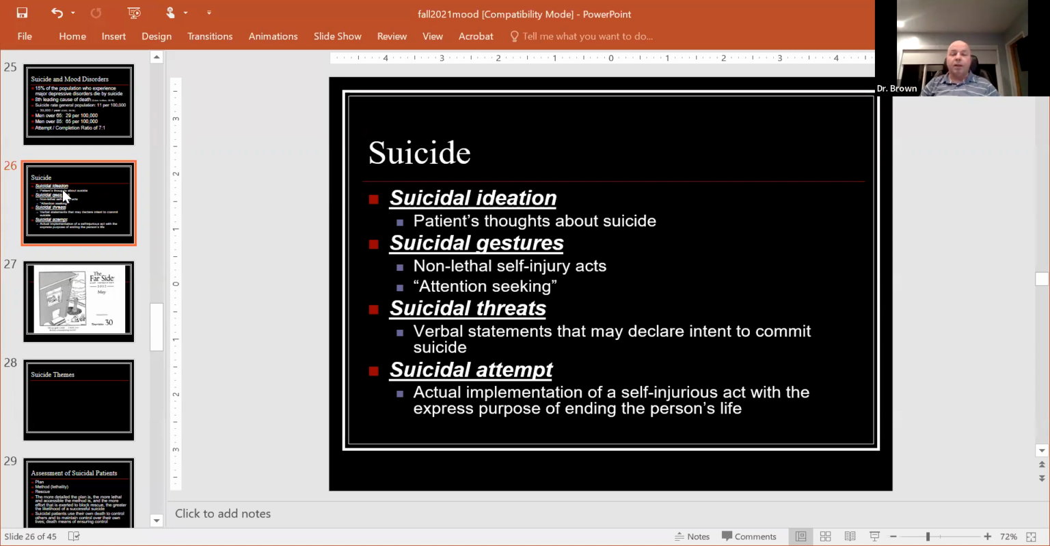Okay. And suicidal attempt. This is the actual implementation of a self-injurious act. Okay. And these are people that cut the wrist that requires suturing. They take a whole bottle of medication. Okay. And your typical suicidal patient, they will not talk about it. They'll just go and do it. Okay. But you take every threat as if it is real.